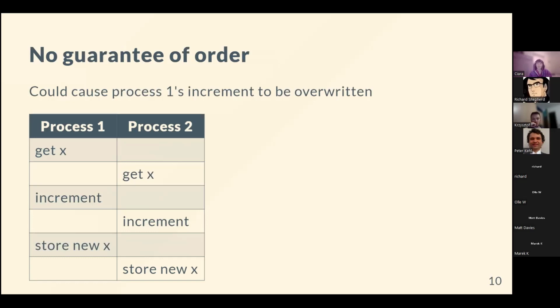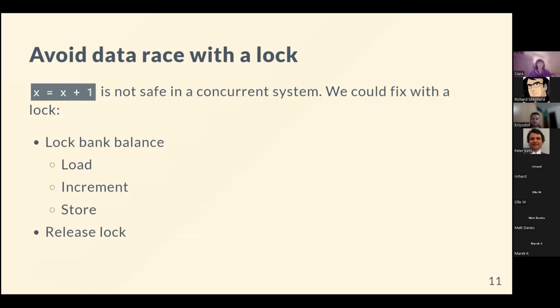But the virtue of using multiple processes is that our tasks can get interleaved. So process 1 might get the value of X, then process 2 might get the value of X. Process 1 increments X, but process 2 doesn't know about that, so it increments its version of X. Then when process 1 stores its X, it gets blatted over by process 2, which stores its version of X. So we lose one of those increments there. So X equals X plus 1 is not safe in a concurrent system. That's what that shows us.